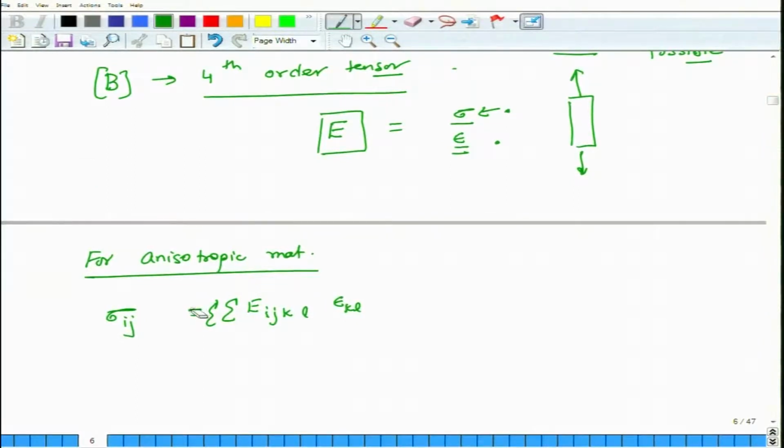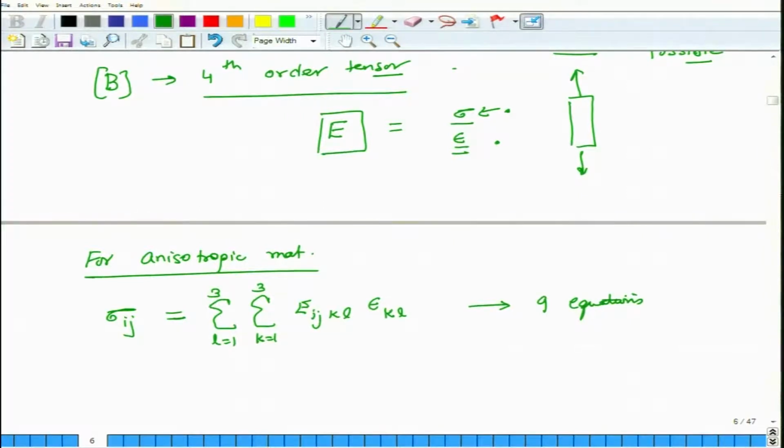So, just to make it clearer, E ijkl epsilon kl, and I am adding on index k, and k can have values from 1 to 3. First axis is x axis, y axis, z axis. So, it can have 3 different values, and l can also have values from 1 to 3. Okay. So, these are 81. So, this is what? How many equations? 9 equations.